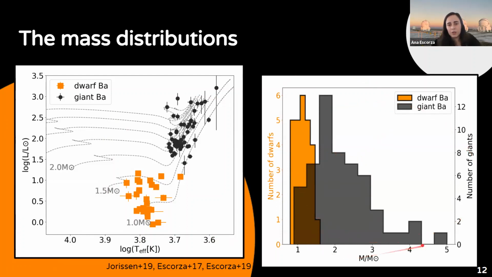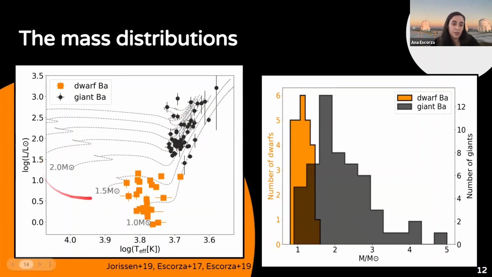This is the mass distribution of the barium stars in our sample, those 130 systems that I showed you in the previous plots. And the first thing that we observed is that these two samples that we considered evolutionarily related don't seem to be so. We see that the dwarfs have significantly lower masses than the giants. It's true that it's not trivial to get the mass of these stars over here, but already from the HR diagram, we can see that these guys have lower masses.